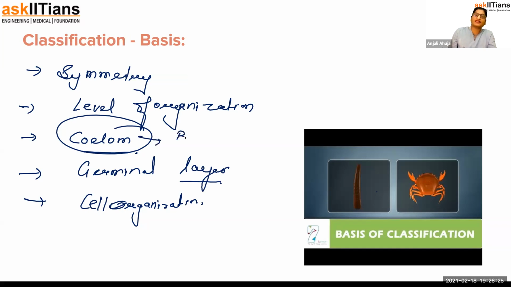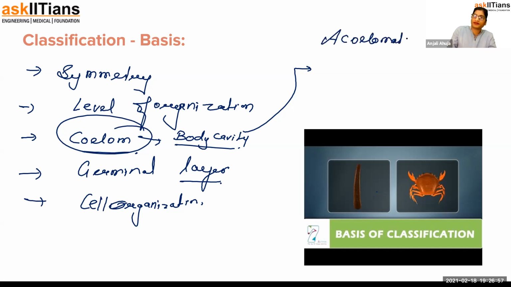Coelom is defined as the body cavity which is separating the external layer from the digestive system. Internally the digestive system is present, and then this is the body cavity, which is a space between. And on the basis of how organisms have a body cavity, organisms are categorized into three categories. I'm talking about the coelom here. One is acoelomates, then there are eucoelomates, and there are pseudocoelomates.